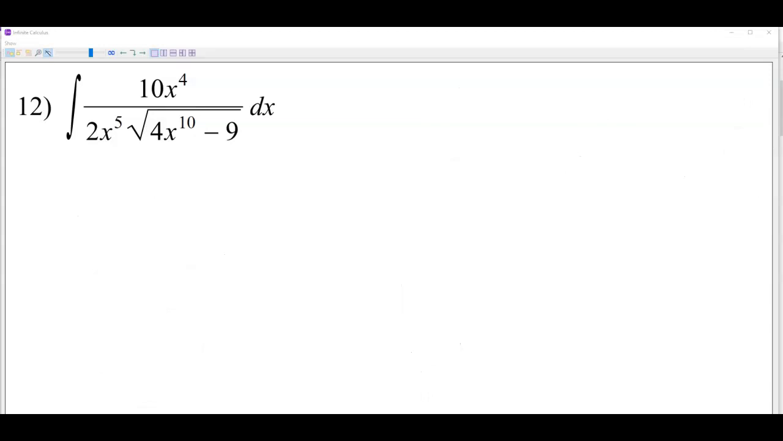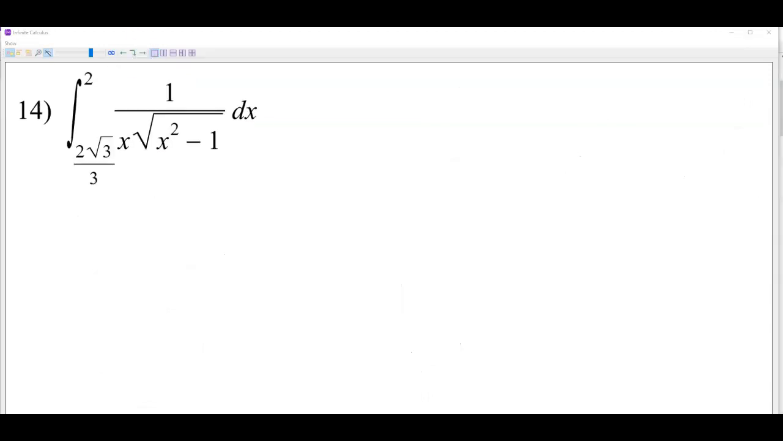Go ahead and take a look at number 14. All right, so this is a definite integral. So the first thing we're going to do is integrate this integrand here. And that's just an arcsecant.